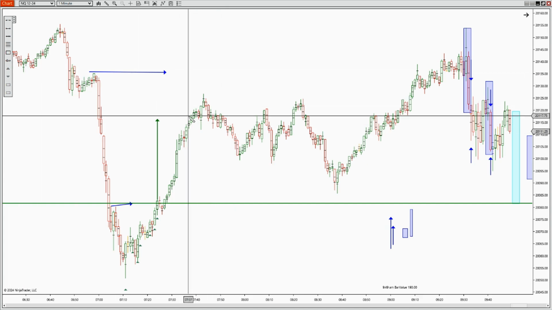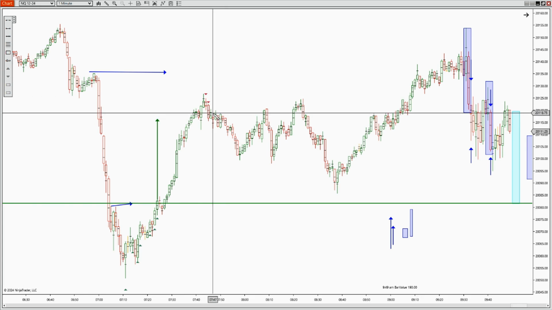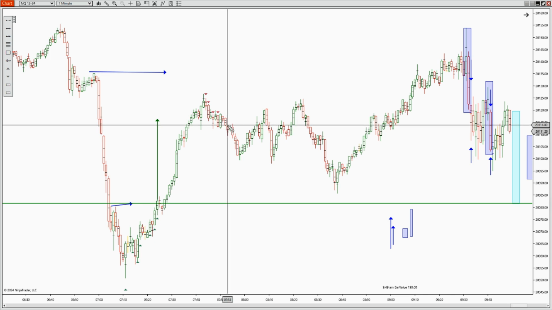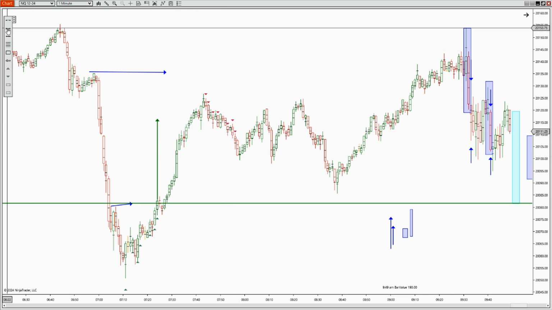Let's take a look and just pick this apart before 9:30. One, two, that's three, four, five, six, and that's seven. All right. So now we're going to measure this.